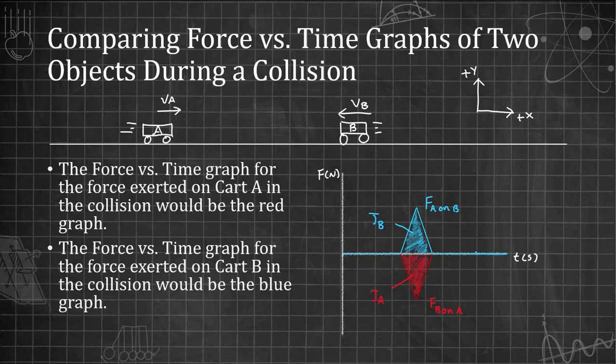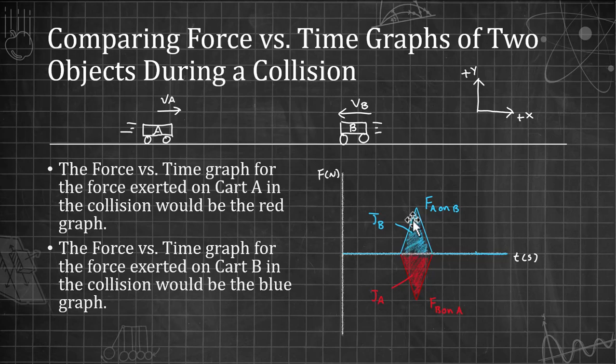So the force versus time graph that we see sketched down here: the force that cart A exerts on cart B is going to be this positive force here, because cart A is going to push cart B to the right, which is in our positive direction. The blue graph is the force delivered to cart B. The red graph is the force on cart A from cart B. We can see that this is negative because cart B is pushing it to the left. These two graphs are mirrors of each other, reflected over the x-axis.